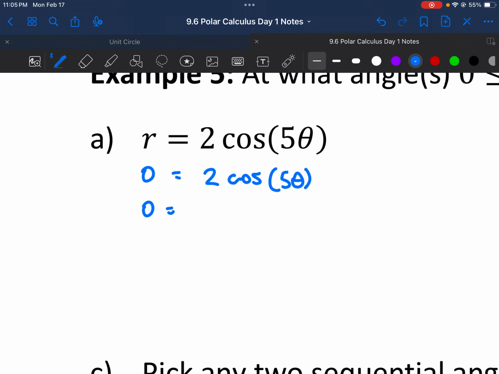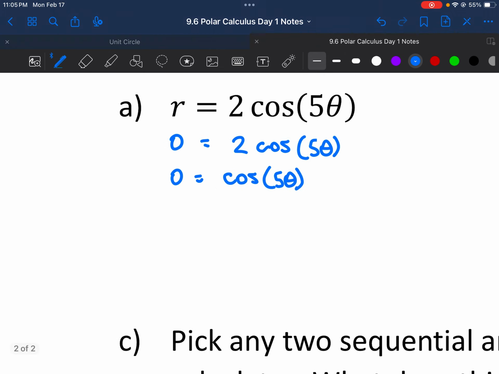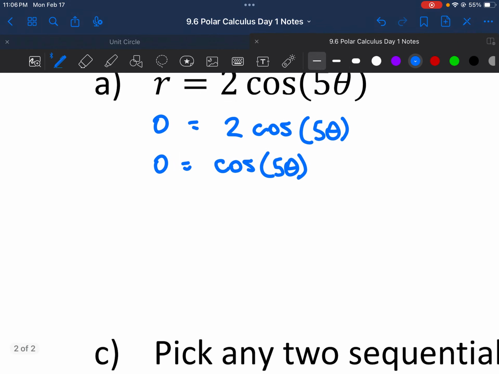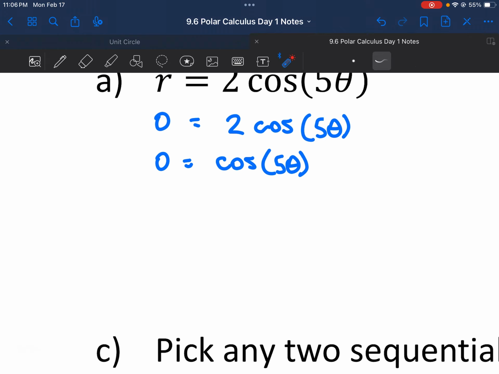Go ahead and divide both sides by 2. 0 divided by 2 is still 0. Okay, and we want to know, when is cosine equal to 0? Well, we know cosine is equal to 0 at all of the odd pi over 2's. Pi over 2, 3 pi over 2. If you continued, 5 pi over 2, 7 pi over 2. So that means that 5 theta, the thing that's inside the cosine, is equal to all those pi over 2's.